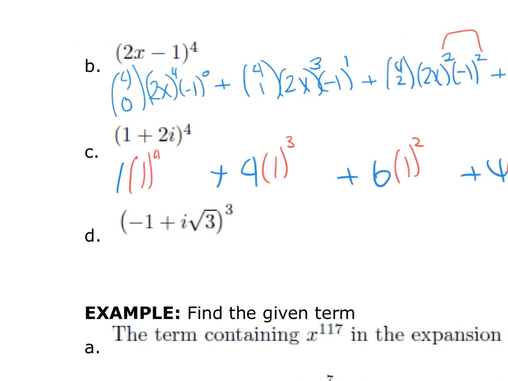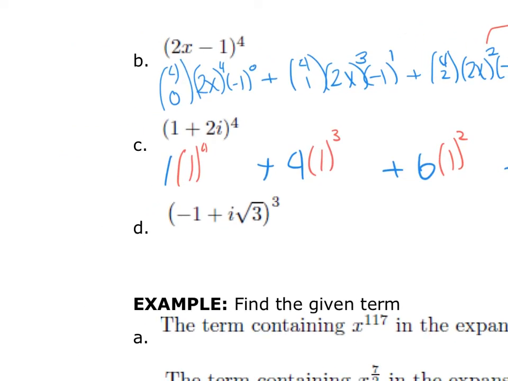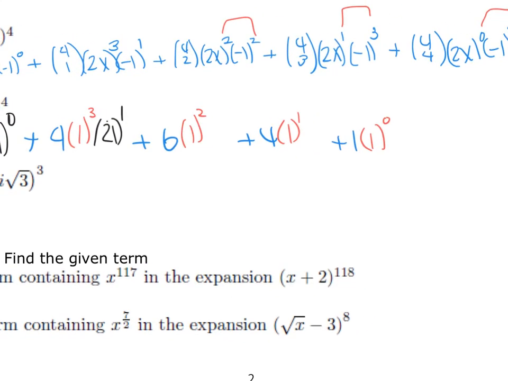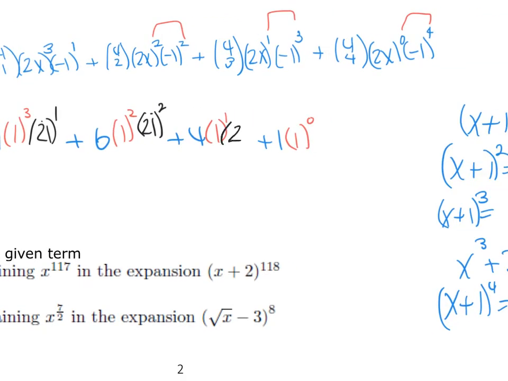All right. Now I'm going to do my 2i. 2i to the 0, because remember that 4 plus 0 has to add to 4. 2i to the 1: 3 plus 1 is 4, I'm good there. 2i squared: 2 plus 2, my powers add up to 4, so I'm good. 2i cubed: 1 plus 3 is 4, so I'm good. And 2i to the 4th: 4 plus 0 is 4.